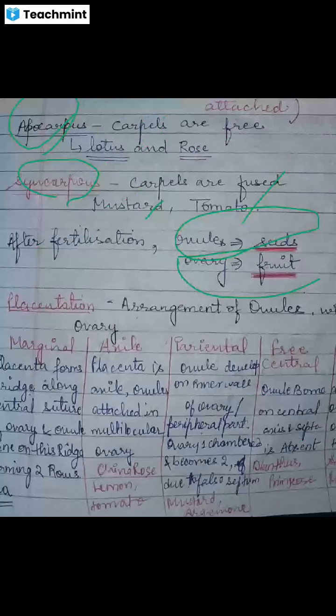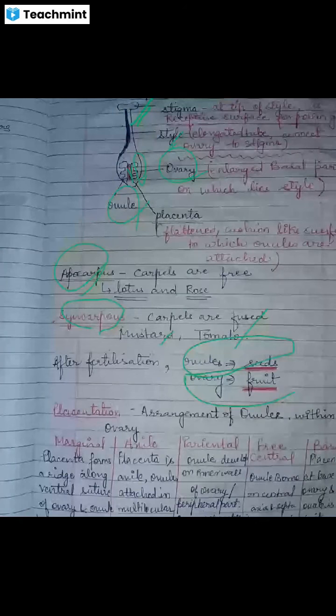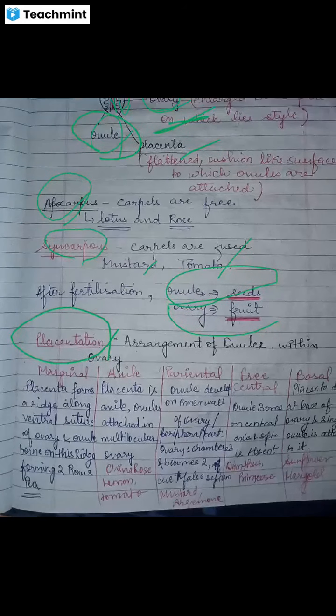Placentation. Here the ovules are connected to a cushion-like structure which is called placenta. And the arrangement of ovules within the ovary on the placenta is called placentation. Okay? No such big issues. Now, first is the marginal. Placenta forms a ridge along the ventral suture of the ovary, and the ovules are borne on this ridge, forming 2 rows. Example is pea.